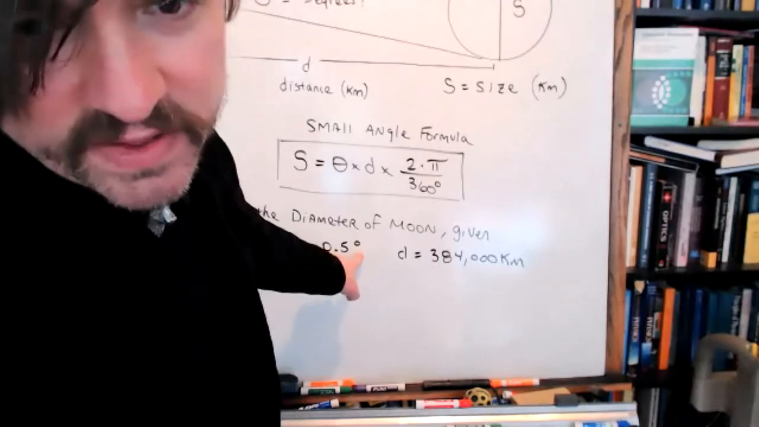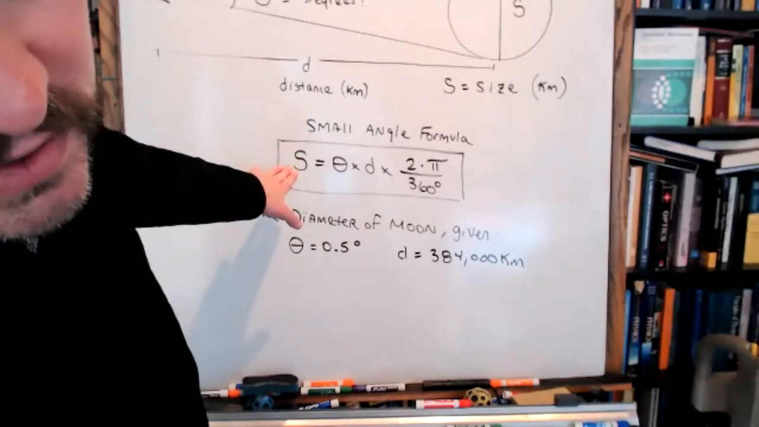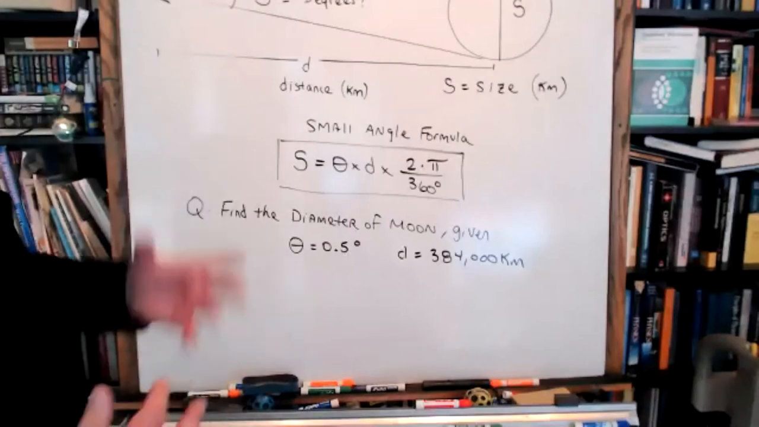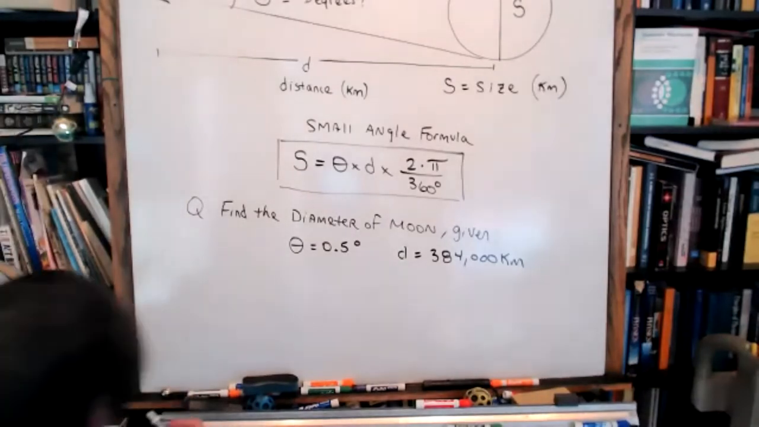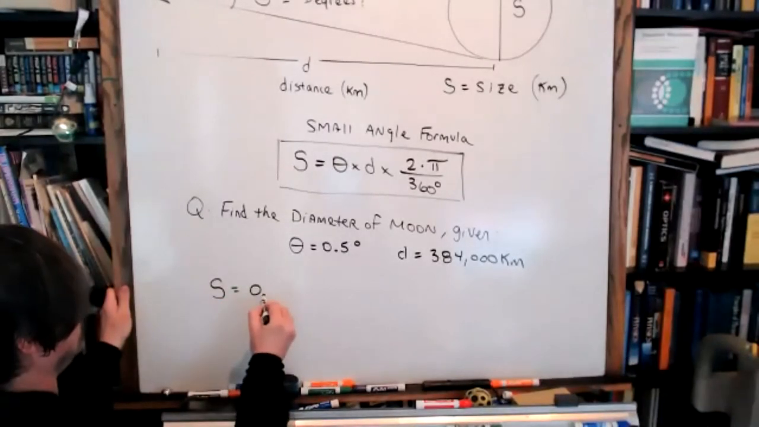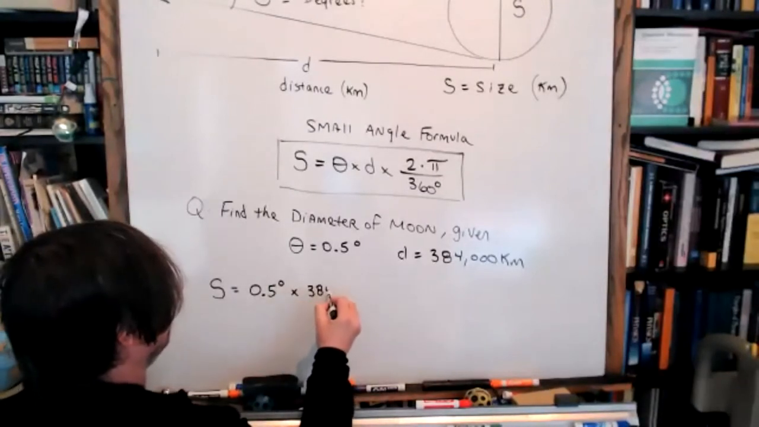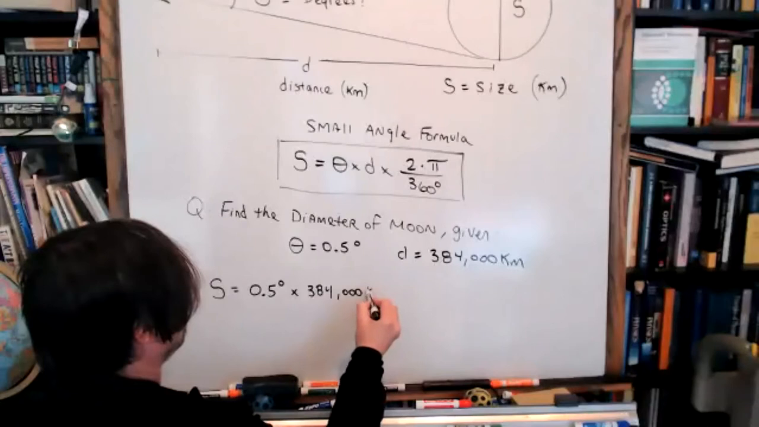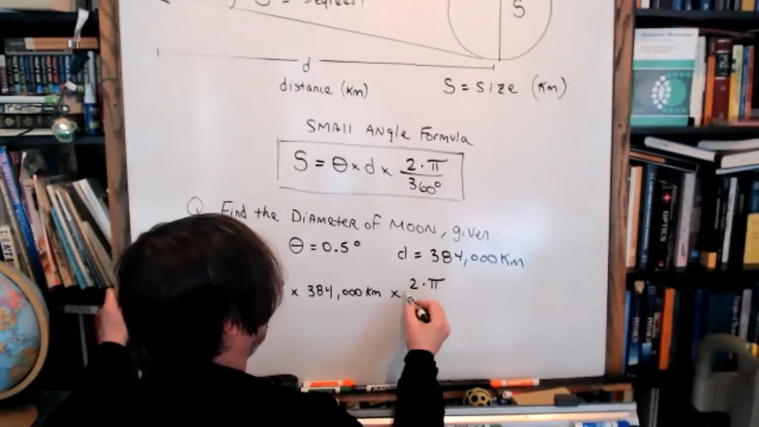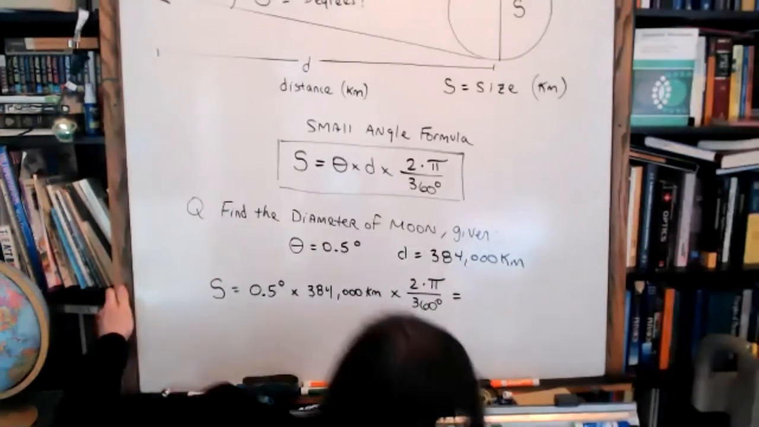Our angular size has to be in degrees, and we've got that. And usually you want your distance to be in kilometers so that your size comes out in kilometers. In this case, we're just going to plug them into the formula and practice on our calculators. But first, let's write it down. S, the diameter of the moon, is 0.5 degrees times 384,000 kilometers times 2 times pi divided by 360 degrees. All right.